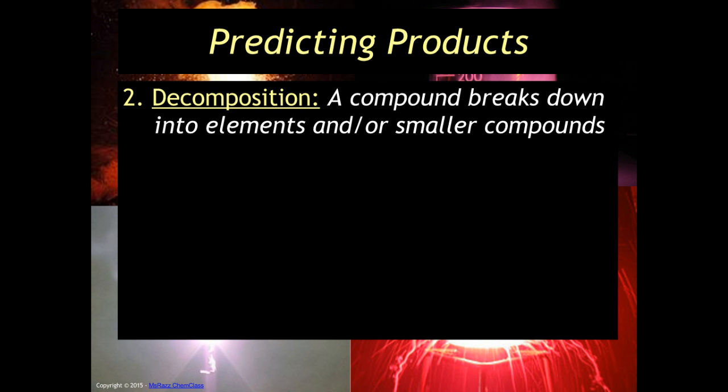Now let's talk about the next type of chemical equation. A decomposition. A decomposition is a compound that breaks down into elements and or smaller compounds. So think of this as the opposite of a synthesis reaction. A compound is broken down into simpler compounds or elements. You're going to take something big and break it down to small. Synthesis took something small and made something bigger. You synthesized, you made something. Decomposition is taking that compound and breaking it down into simpler parts.